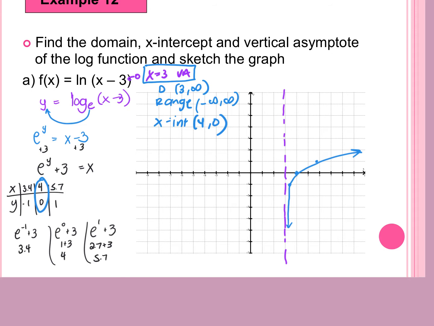No, there is none. So the y-intercept will happen on the exponential functions. The x-intercept happens on the... I mean, there could be one, but there's none this time. If that was shifted left and it crossed through the y-intercept, then there's a y-intercept. But for this one, there's not.